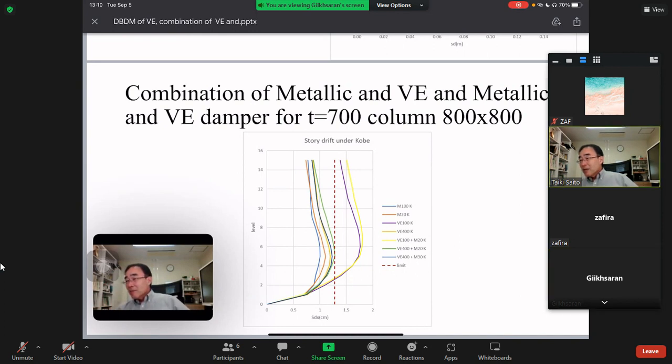Is that true? Maybe. VE 400 looks good in all cases, right? Yeah, maybe. The light orange, dark blue and green ones are good.